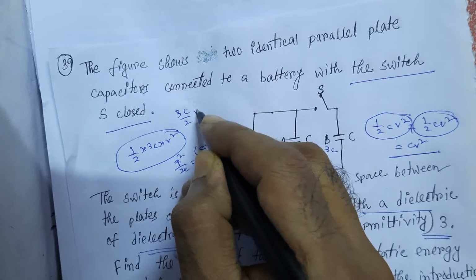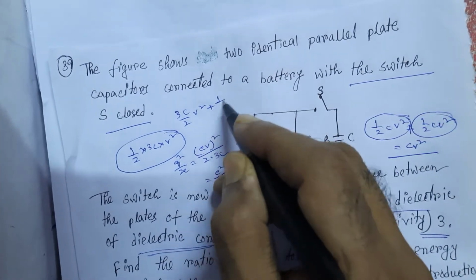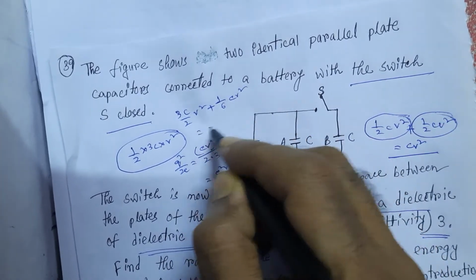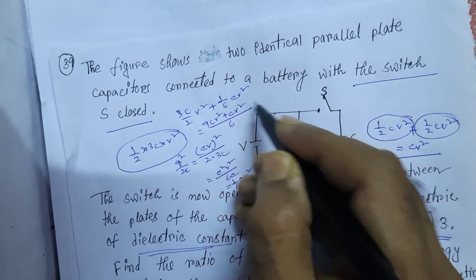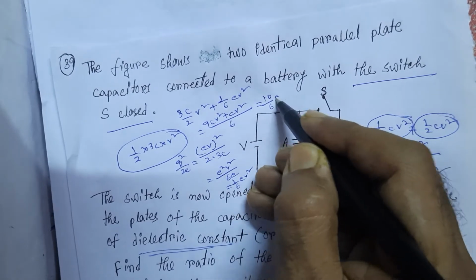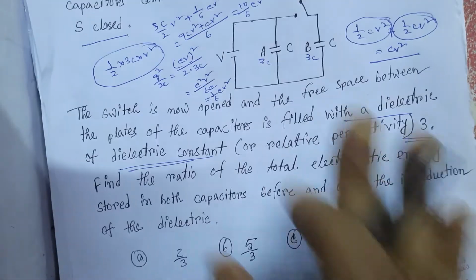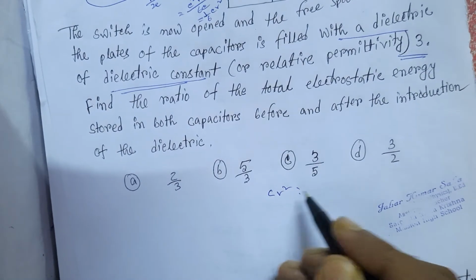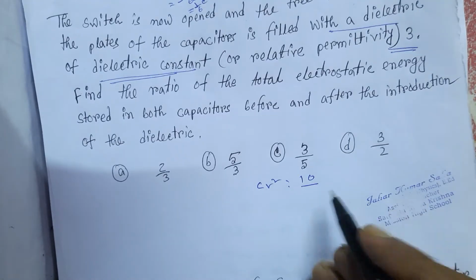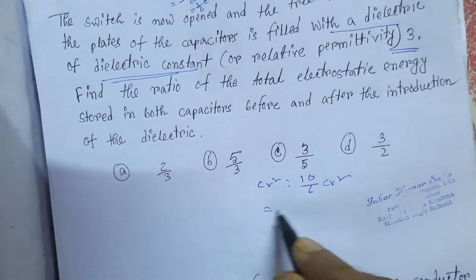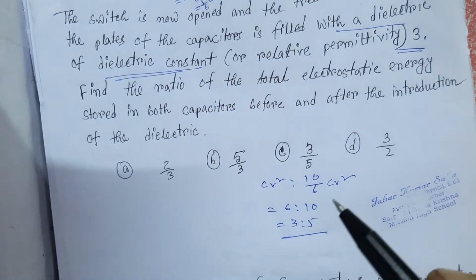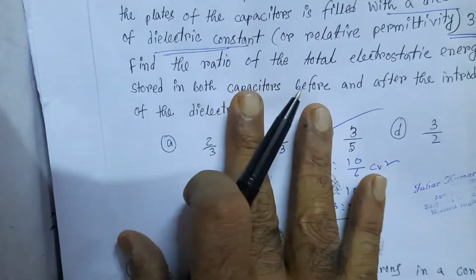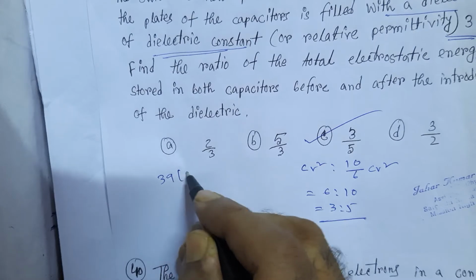So 3C by 2 into V square plus 1/6 CV square, that is 9 CV square plus CV square, so 10 by 6 CV square. So the energy ratio is CV square is to 10 by 6 CV square, equals 6 is to 10, that is 3 is to 5. So the energy ratio is 3 by 5. C is the correct answer. So the correct choice to question number 39 is C.